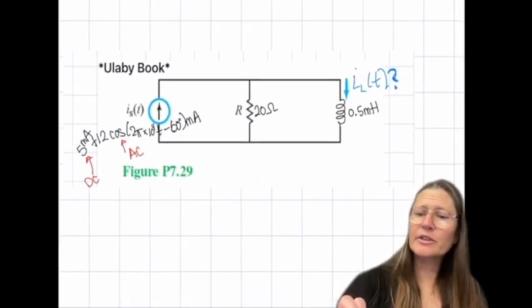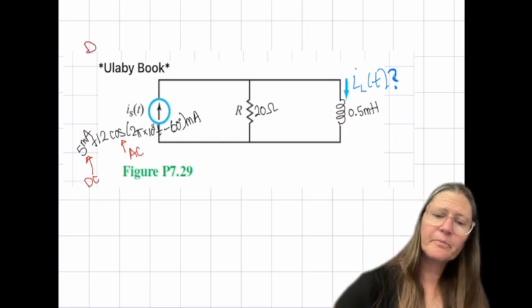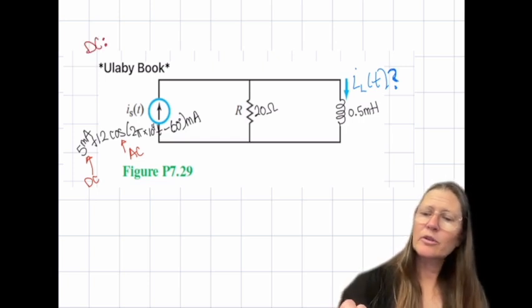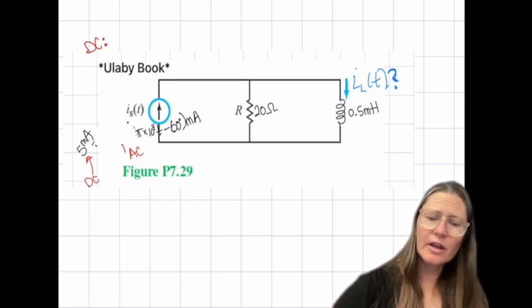All right, so for the DC solution, you are going to zero out the AC.